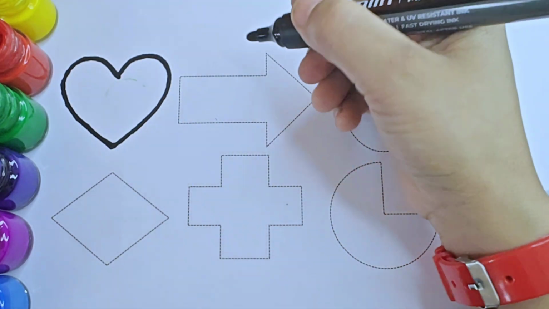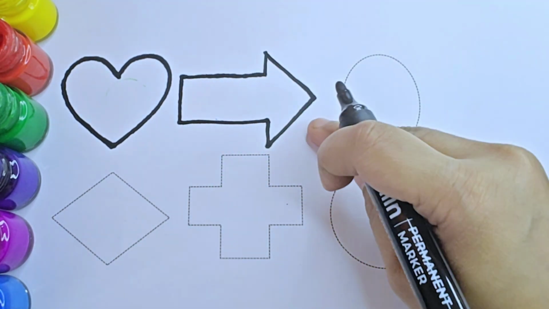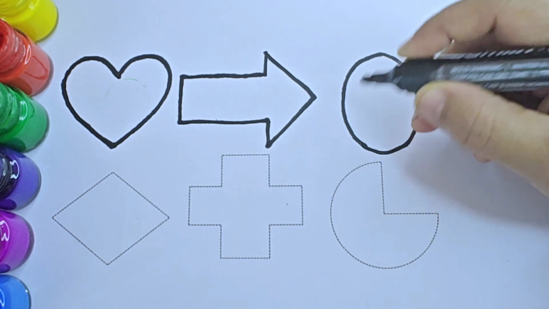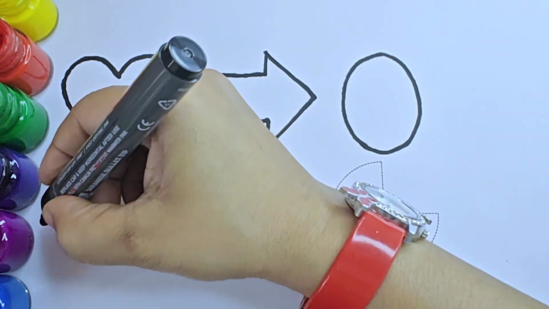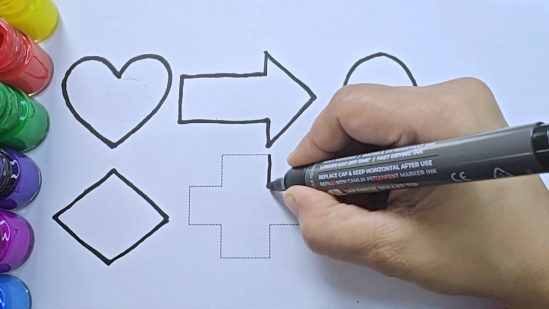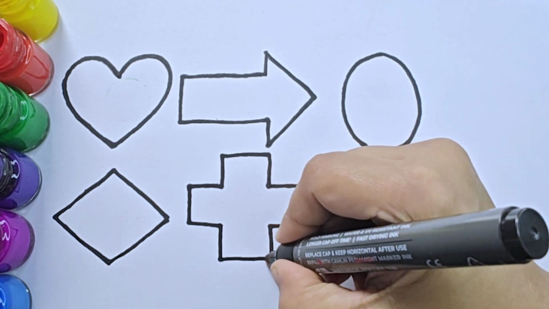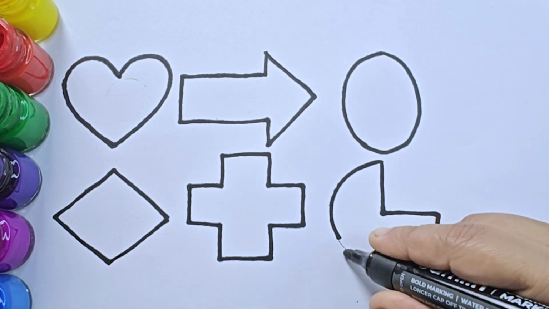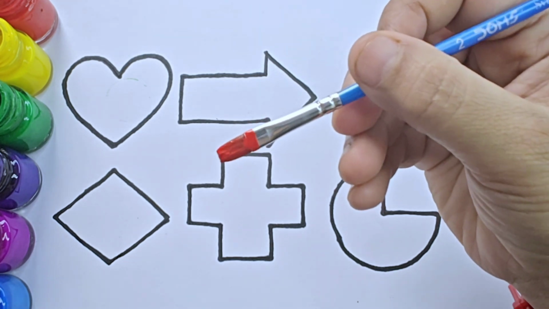It is heart. Right arrow. It is oval. Rhombus or diamond. It is cross. It is pie or partial circle. It is red color.